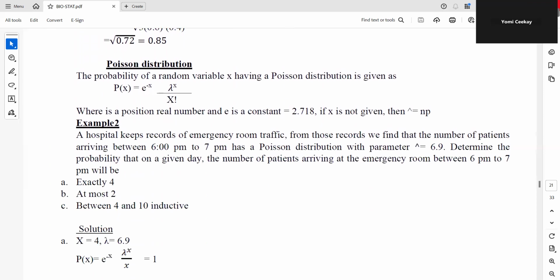By the time you solve, you come to get what? Our variance will give us 0.76. Find the standard deviation, which will give us what?